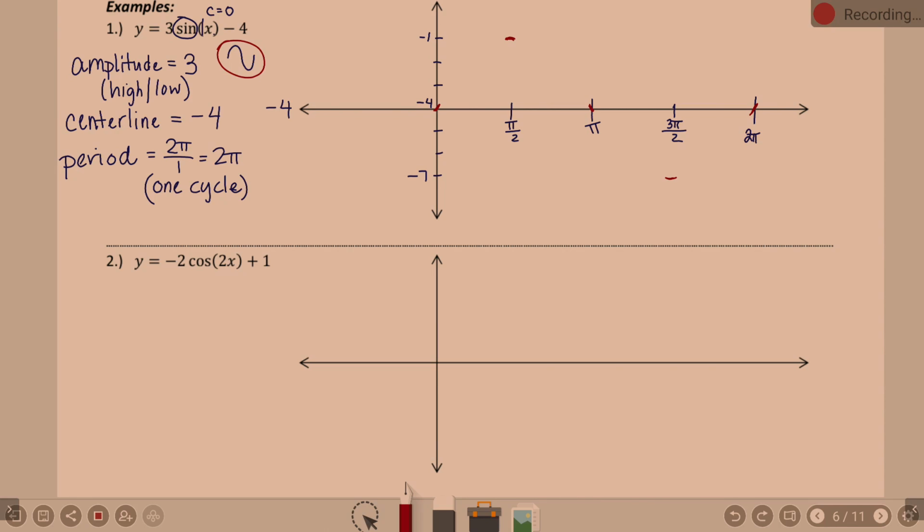Now, a sine curve is technically rounded, not pointy. I always see some pointies, but technically these are rounded curves, and you're just connecting them like that. Traditionally, don't forget, it does go past the end points, and you can put little arrows there to indicate that it is continuing past them.